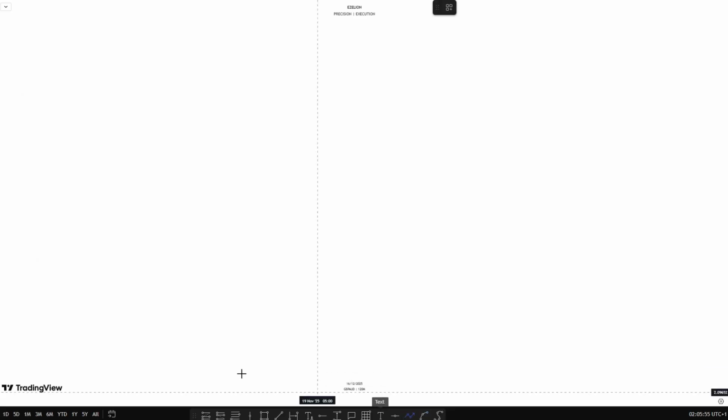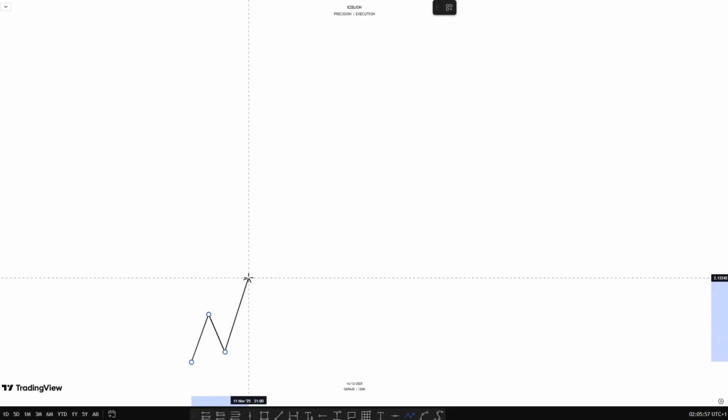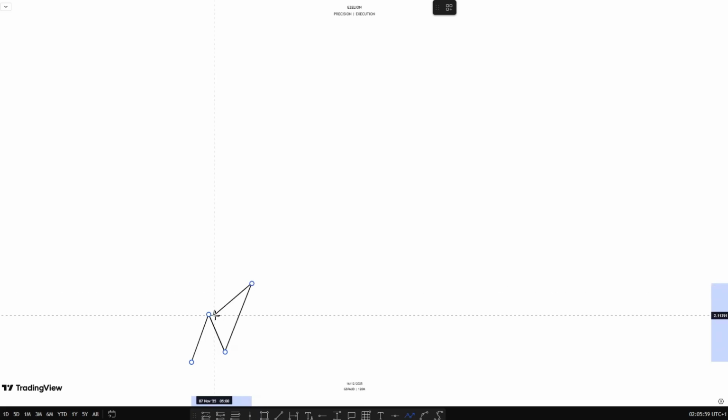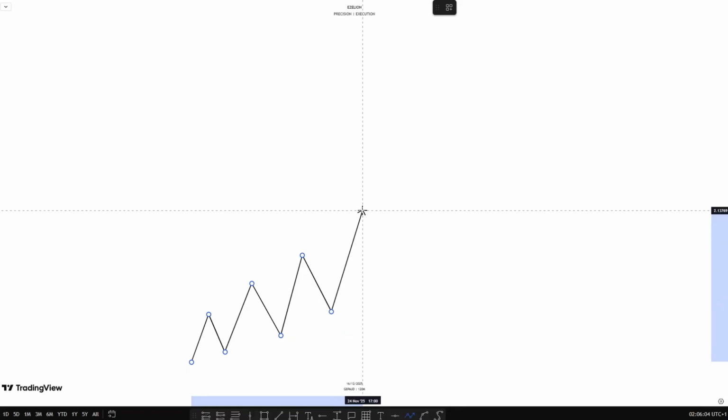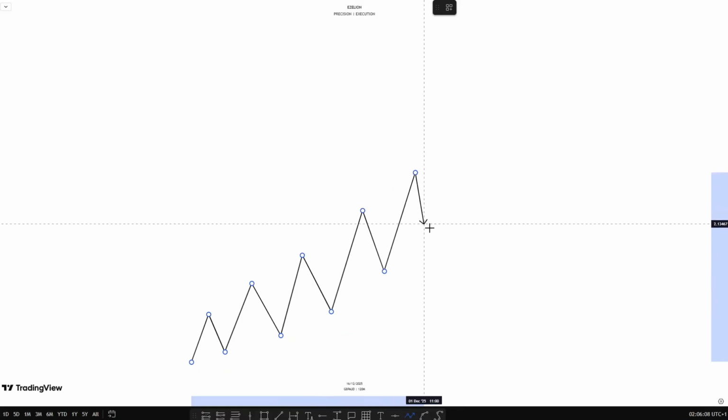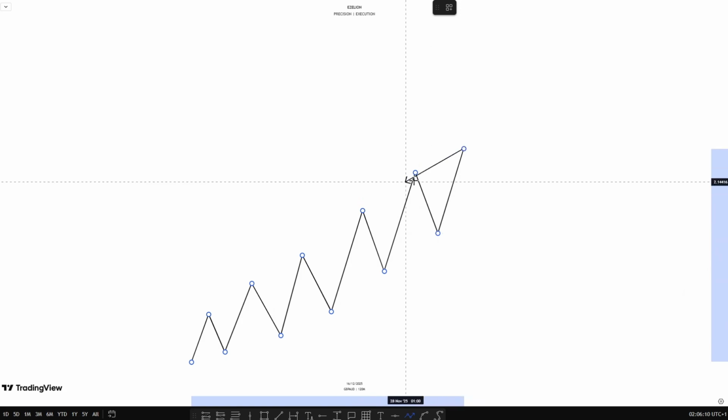Break of structure. This is a break of structure. You can see this is a break of structure, this is a break of structure here, and this, and this, and this is a break of structure.